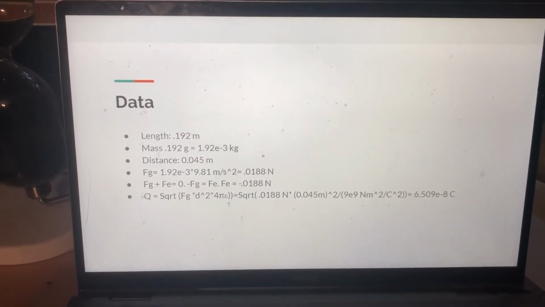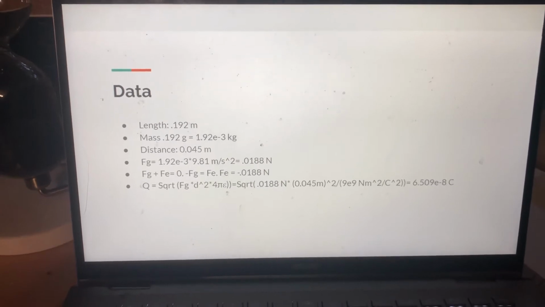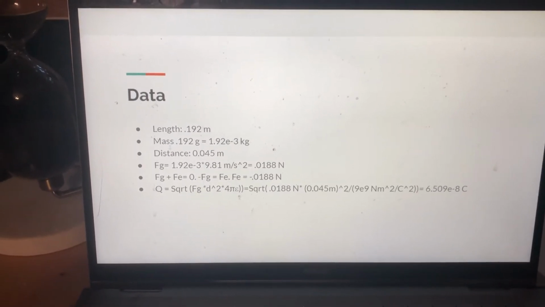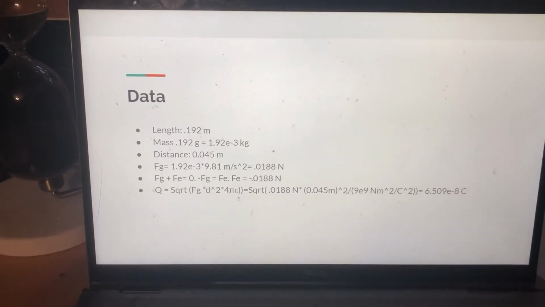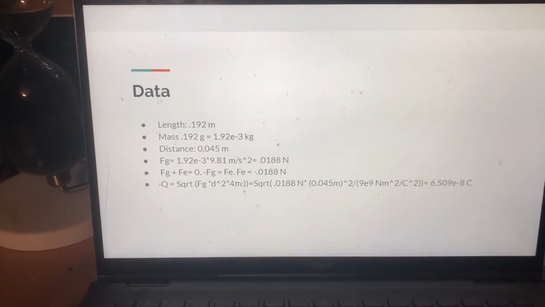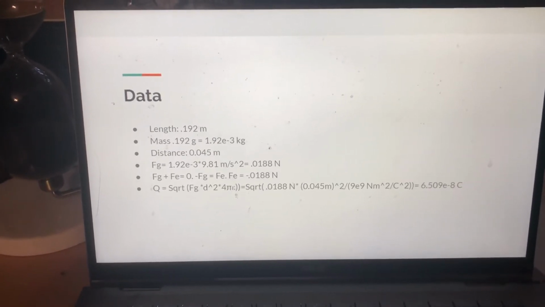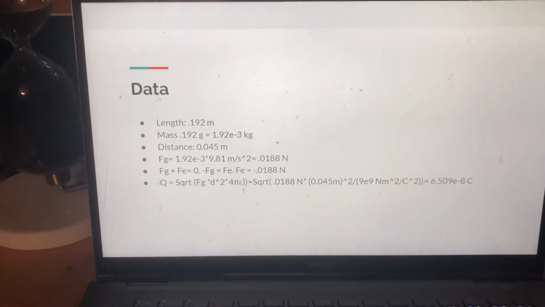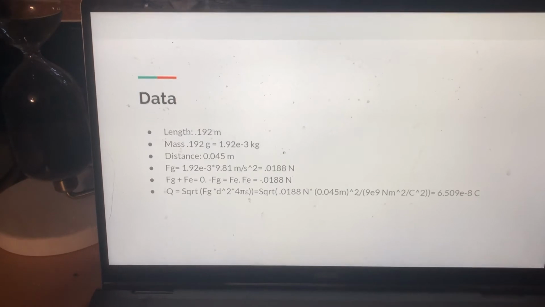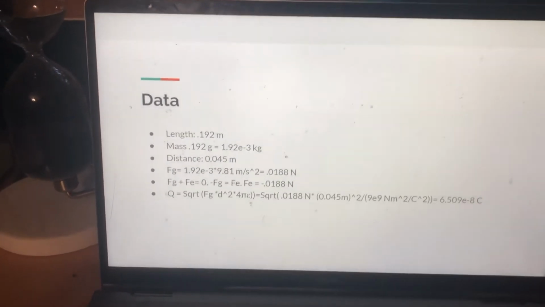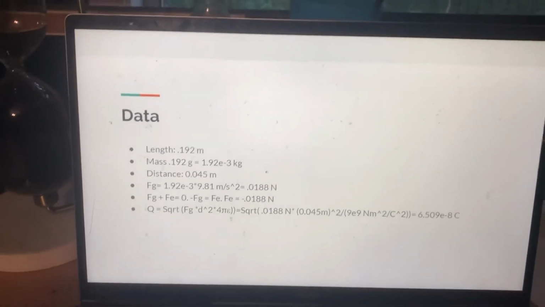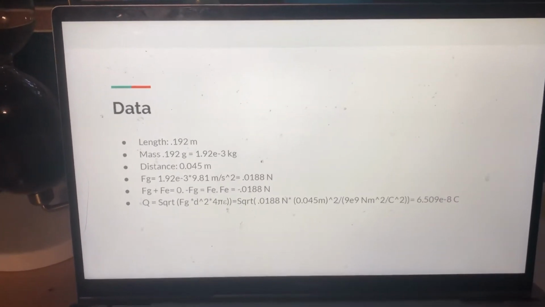The gravitational force was equal to the mass times g, which was equal to 1.92 times 10 to the negative third times 9.81 meters per second squared, which was equal to 0.0188 newtons. As stated, since the piece of tape was motionless and the acceleration was equal to 0, the gravitational force and the electric force were equal, so the electric force was equal to 0.0188 newtons.